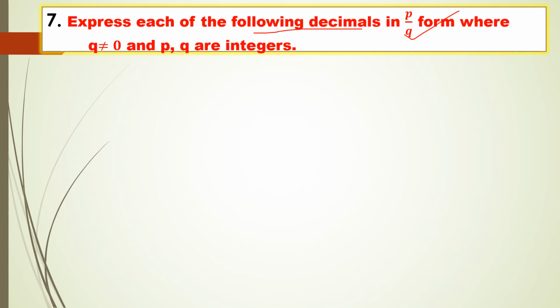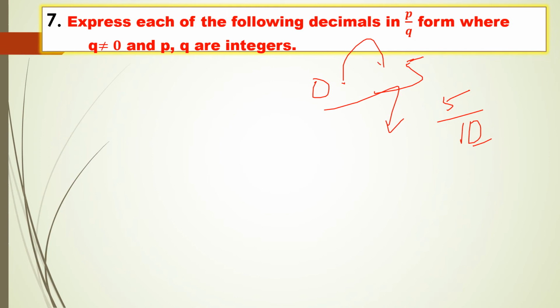So before going to the problem, I'll tell one example. Suppose I gave 0.5. Here the decimal I can write in p by q form as 5 by 10. Why do I put only 10 here? Because after the decimal only one digit is there, so there should be one 0 in the denominator. Suppose I took here 0.51, then you should write 51 by 100. Here there are two digits after the decimal, so I can write 100.